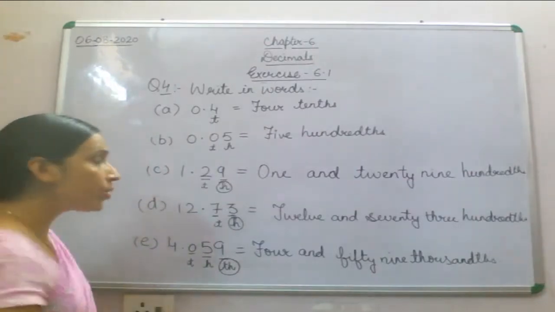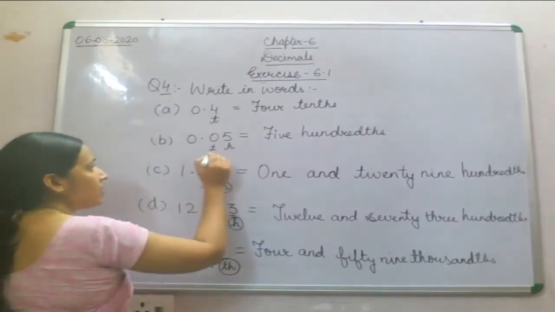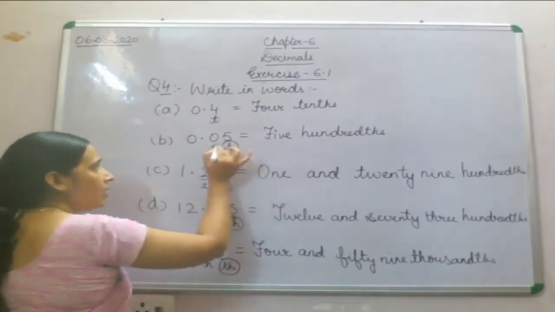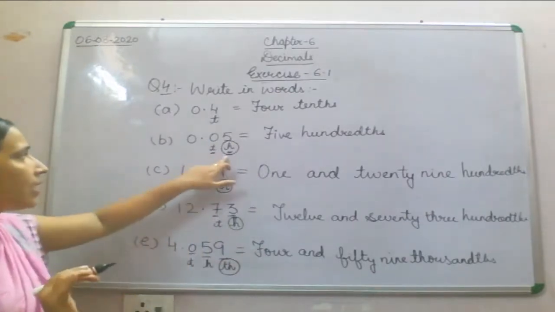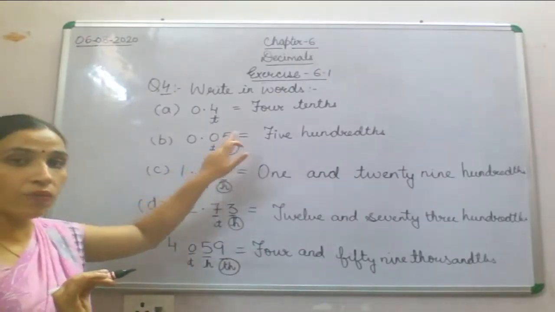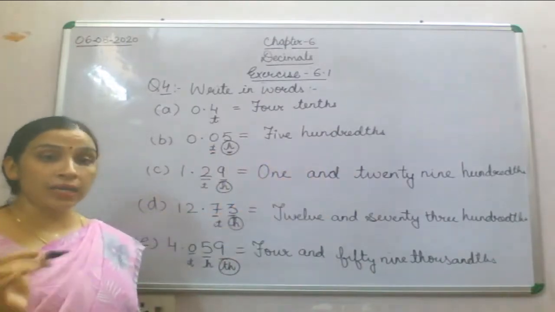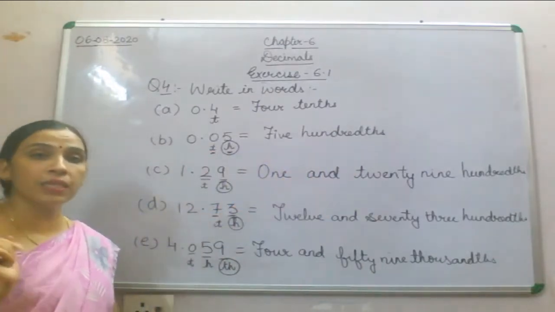0.05. Now you can see here you have two places, tens and hundreds. And which is highest? Hundreds. So we are going to take hundreds, and we have only 5 over there, so that will become 5 hundredths. Now, but the question will change from C part.